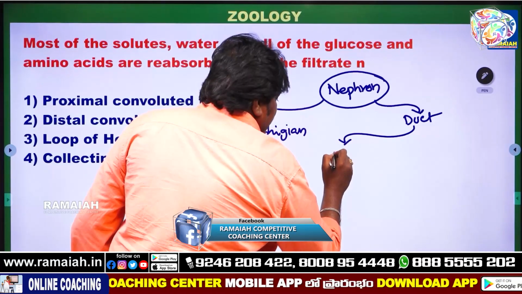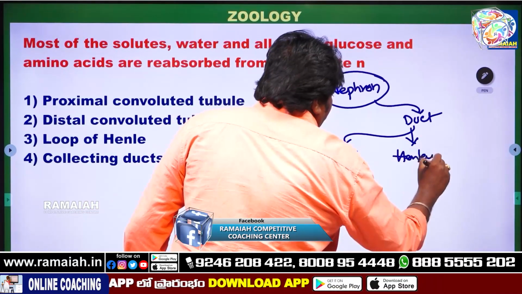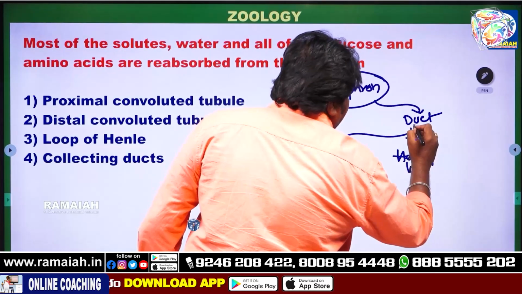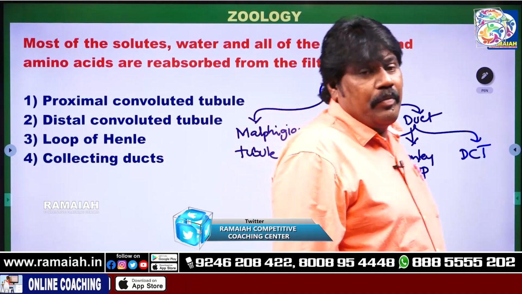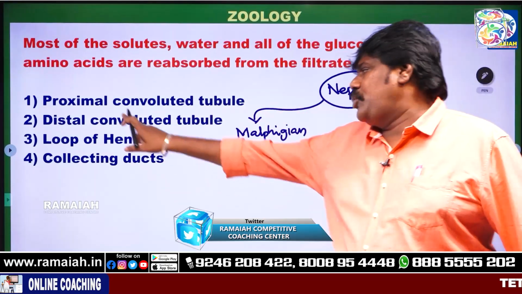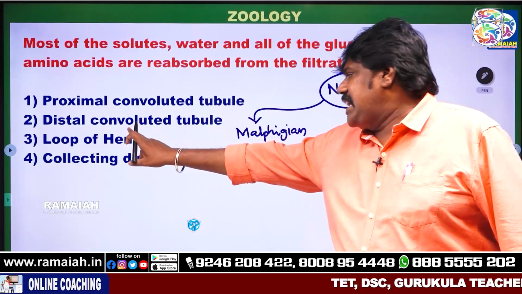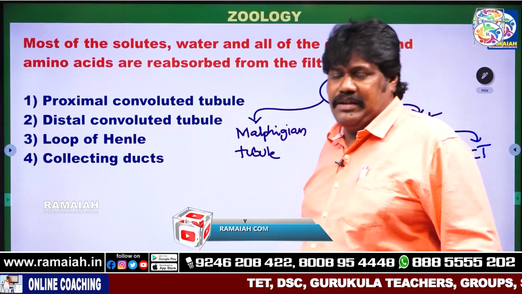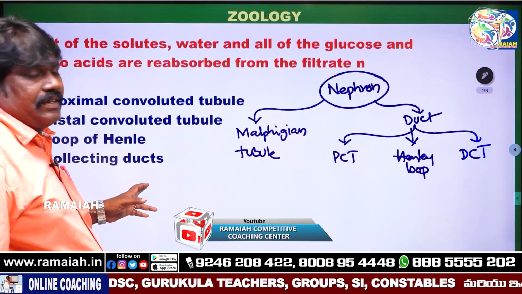The first one is PCT, the second one is the loop of Henle, and the third one is DCT. PCT means proximal convoluted tubule. DCT means distal convoluted tubule. And then after the loop of Henle, the last one is the collecting ducts.